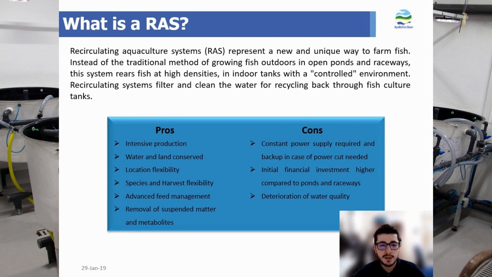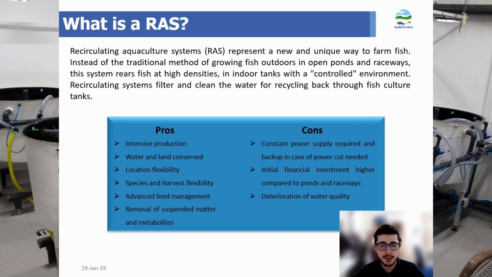Species and harvest flexibility. RAS are currently being used to grow hundreds of species like fish, crustaceans, mussels, and algae. RAS farming offers the opportunity to manipulate production to meet demand throughout the year and to harvest at the most profitable time during the year.